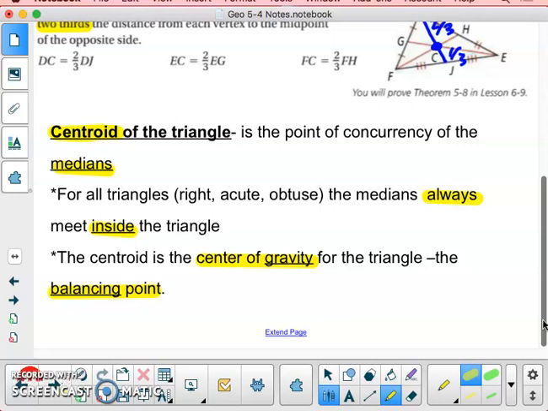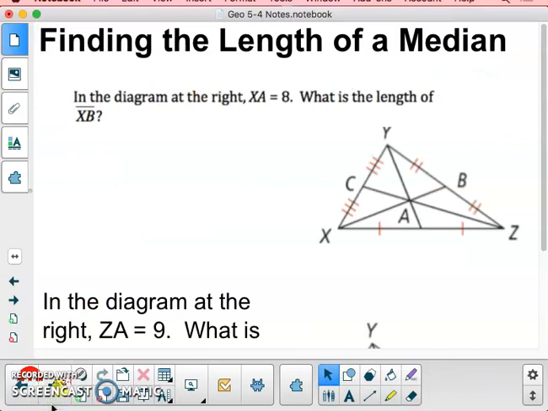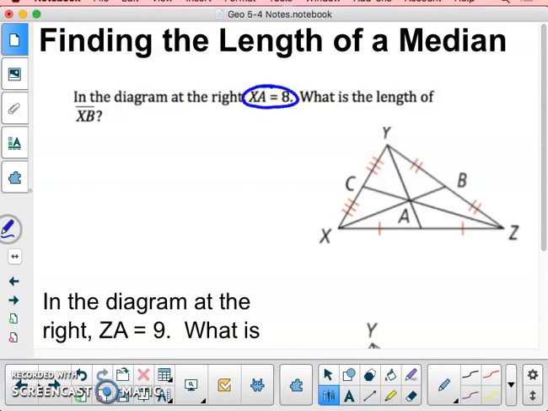So let me show you how you might be using the centroid to find different side lengths within the triangle. Okay? So it kind of starts by looking at what they gave you. In the diagram at the right, XA equals 8. Okay? They're asking what is the length of XB. So they gave us between X and A is 8. Okay? They want the length of XB eventually, okay?